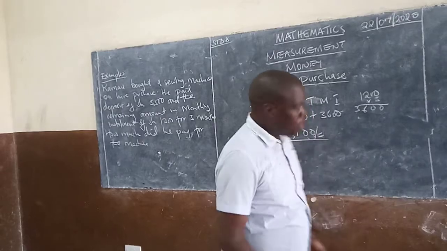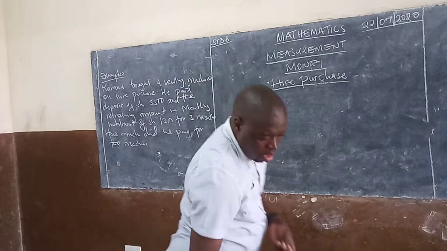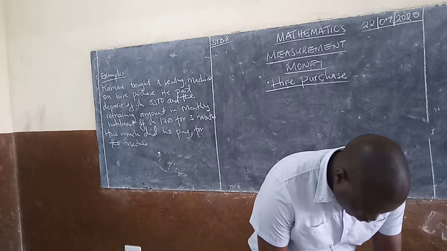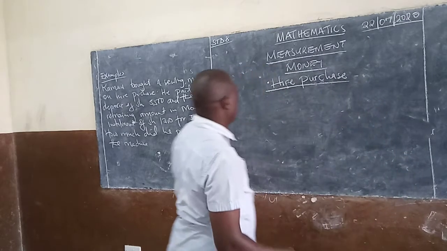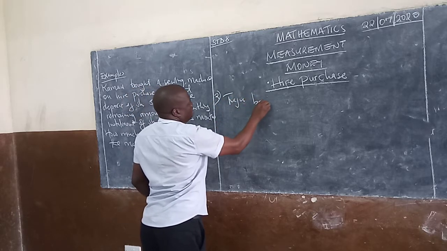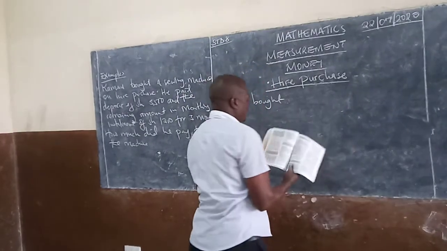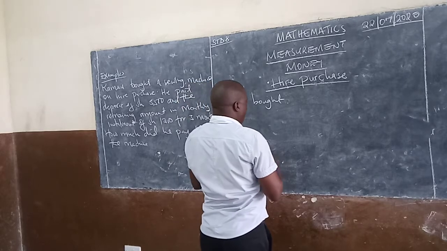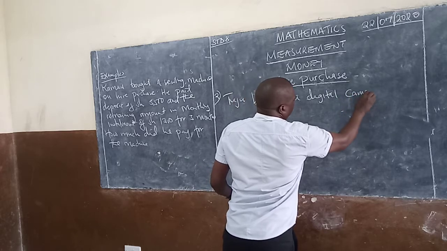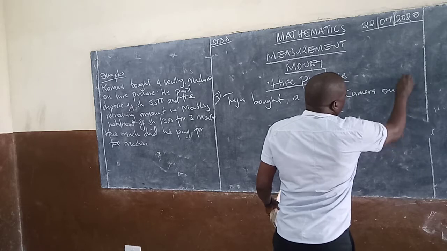Let's check the next example. Example 2. 2u bought a digital camera on hire purchase.